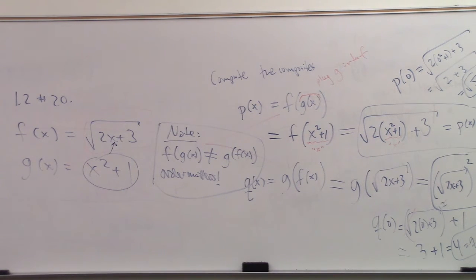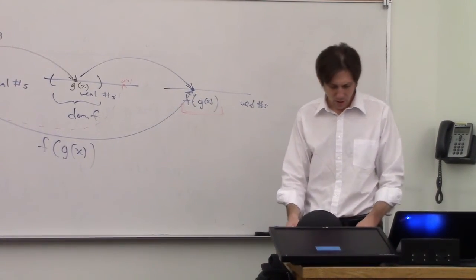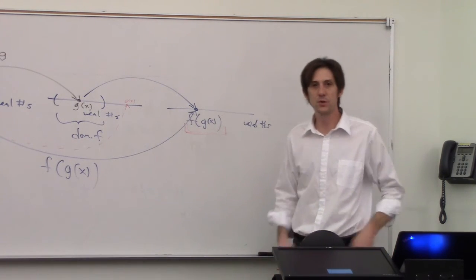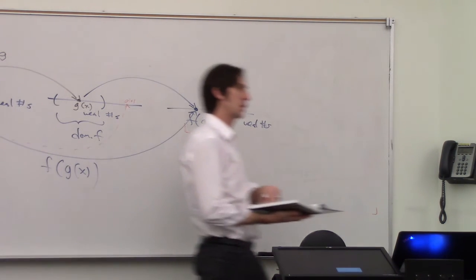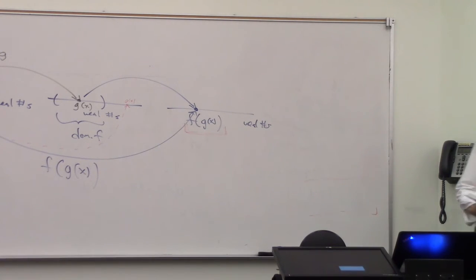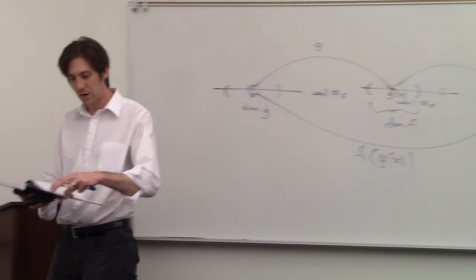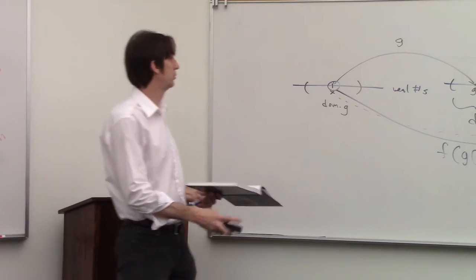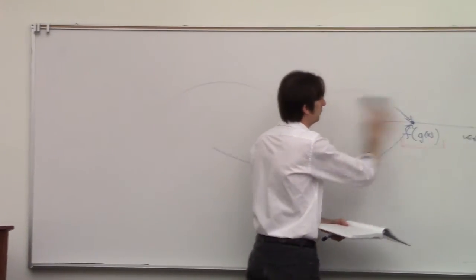My markers are drying out a little bit, but I have a couple more examples that I want to do. The first one is number 21, and this is, again, similar to a homework problem. Again, it involves composition, but this time the problem is going to ask us to interpret what a composite represents in the context of the problem.